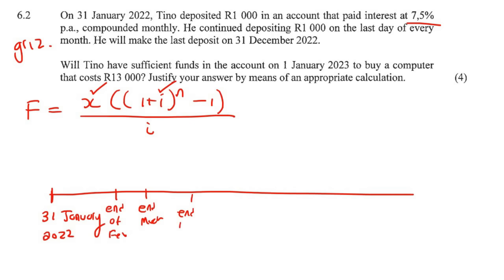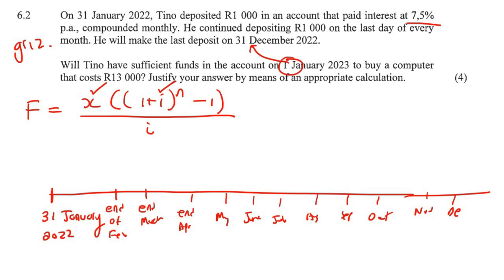March, April, May, June, July, August, September, October, November, end of December. He says that he continues depositing. He'll make the last deposit on 31 December. Okay, now, does he leave the money in the account for a little bit? Well, it says, will Tino have enough on the 1st of January? No, that's literally one day later.